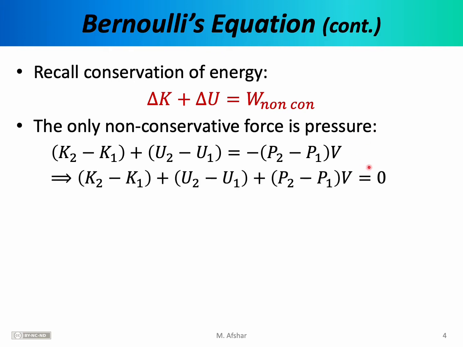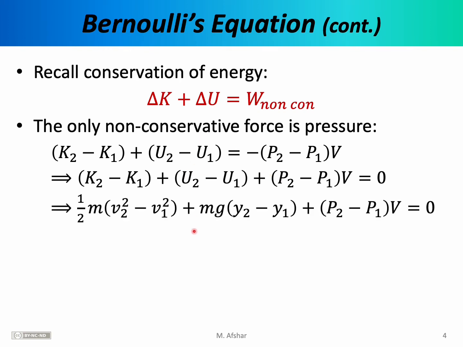We can rearrange this equation a little bit by bringing the work done by pressure to the other side. And then we can recall that kinetic energy is really 1/2 mv squared. So we'll write K2 as 1/2 mv2 squared, where v2 is the fluid speed on one end of the pipe and v1 is the fluid speed on the other end of the pipe.